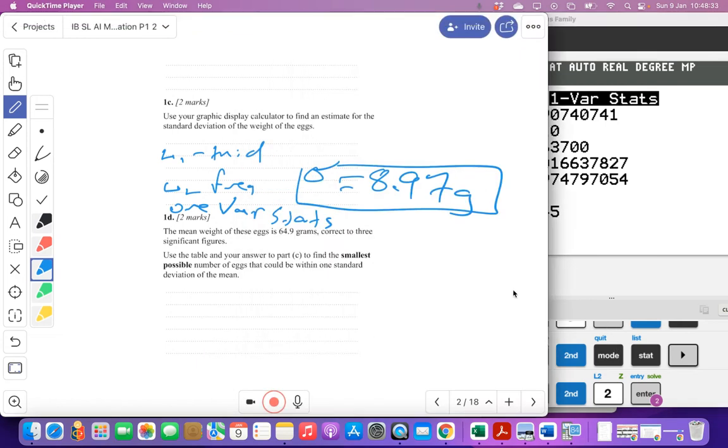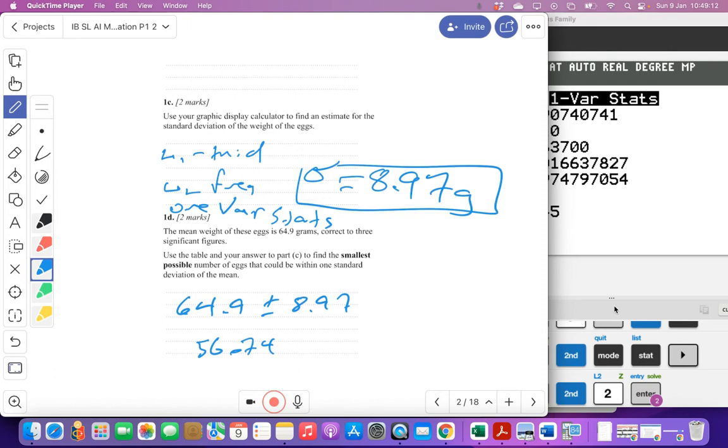Okay, find the smallest possible number of eggs within one standard deviation. So again, I'm doing 64.9 plus or minus 8.97, so about 9, about 65, so somewhere between 56 and 65 plus 9, 74. Somewhere in this range, we want to find the smallest possible number of eggs.